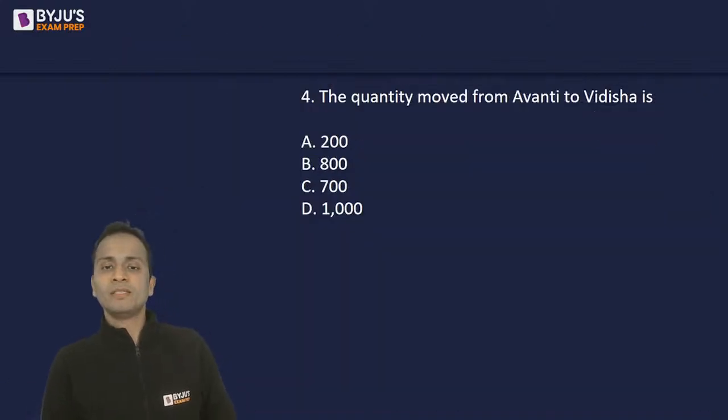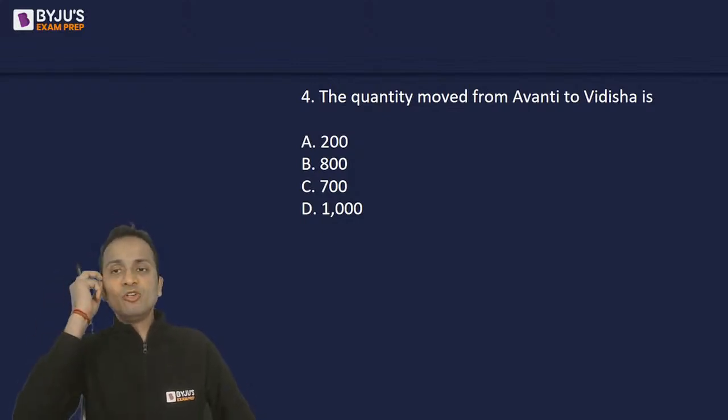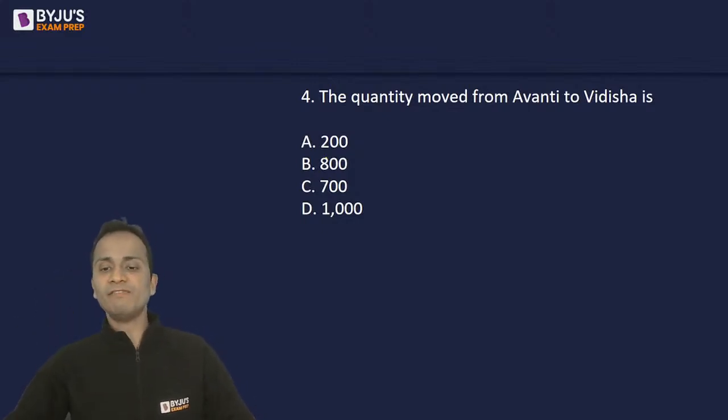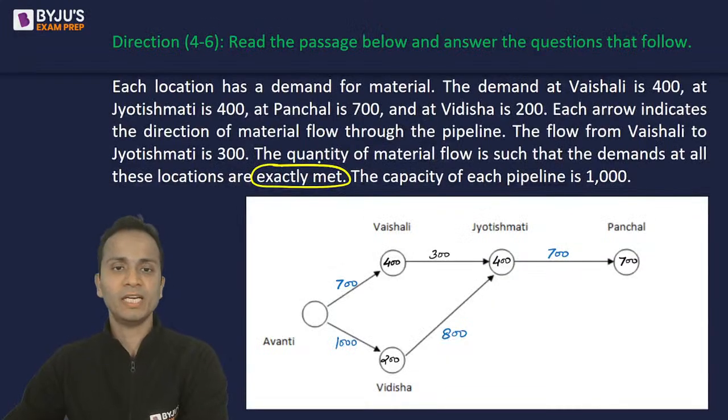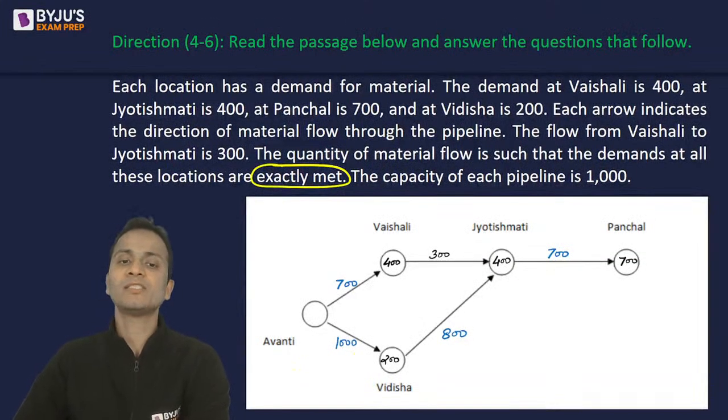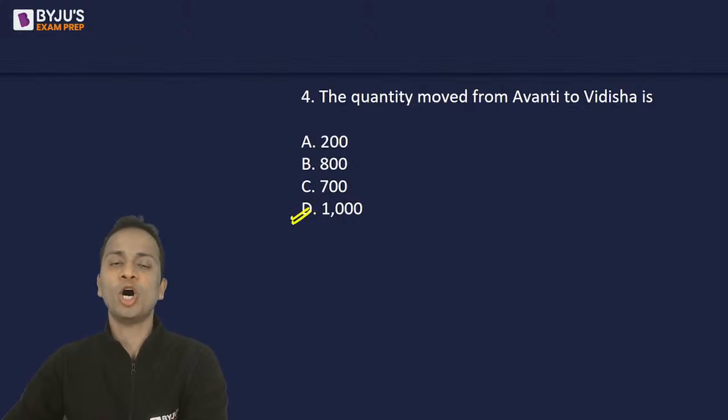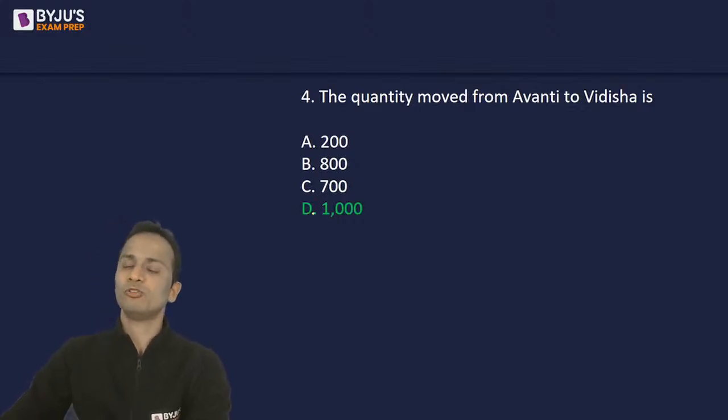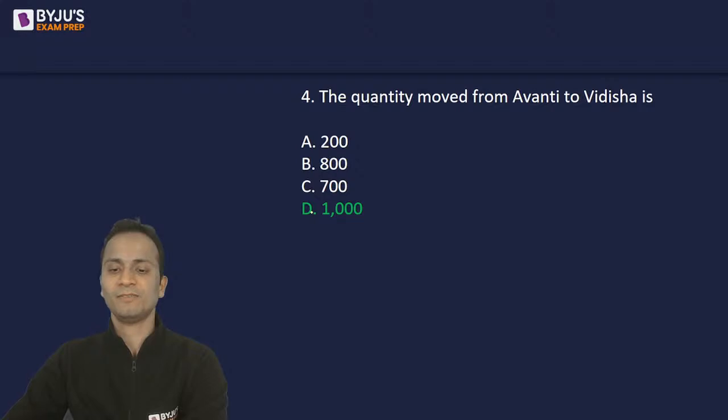Question number 1. The quantity moved from Avanti to Vidisha. Avanti से Vidisha कितना quantity move किया है? Avanti to Vidisha, as you can see in the diagram, it is 1000. Okay, so 1000 is the quantity that is moved. So the correct answer should be option D, that is 1000. And yes, this is the correct answer.